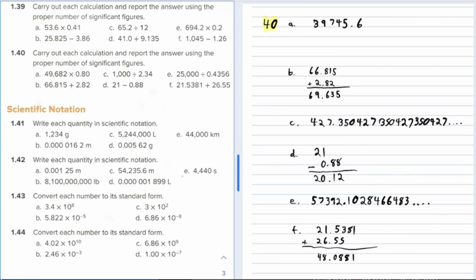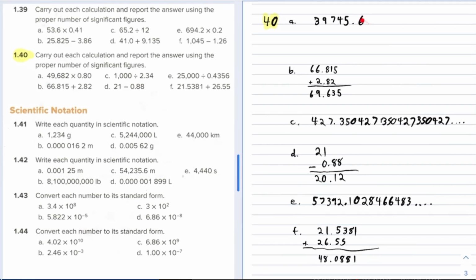All right, problem number 40. Carry out each calculation and report the answer using the proper number of significant figures. Now these are very simple calculations and you just need a calculator to do it, but the question requires you to answer with a proper number of sig figs. So just punching them into the calculator, I've shown the calculations here on the right.